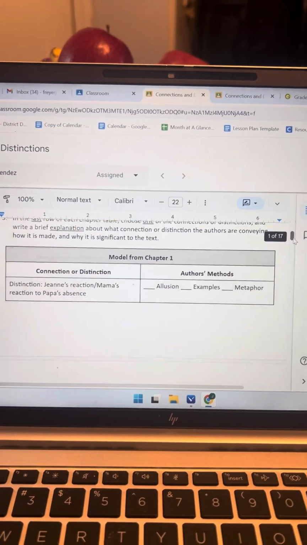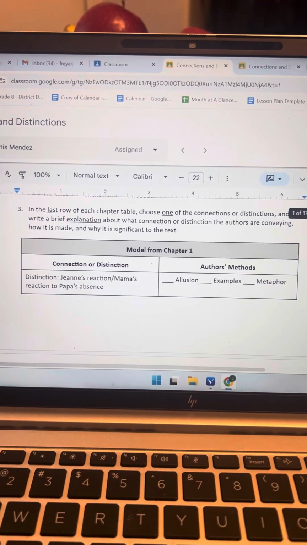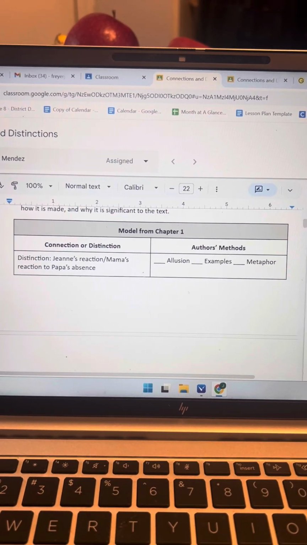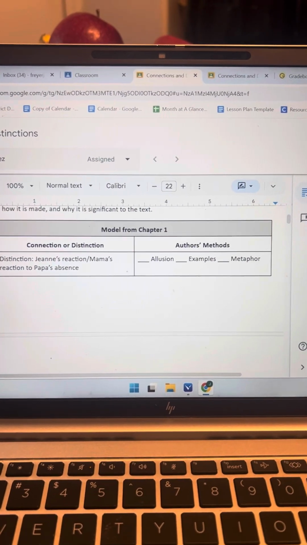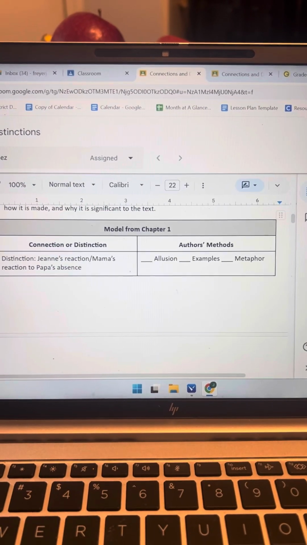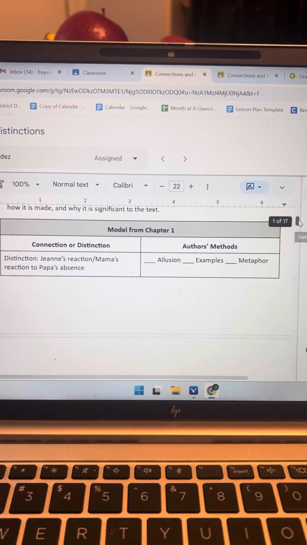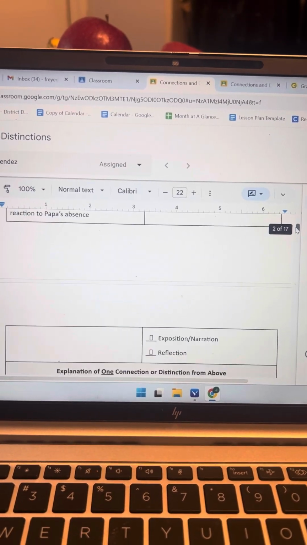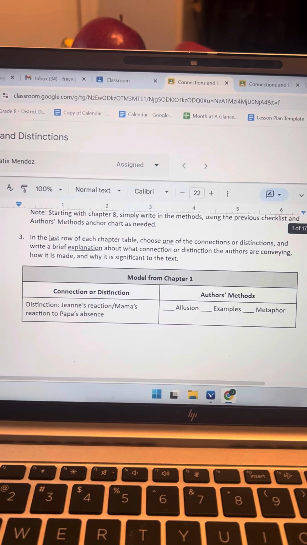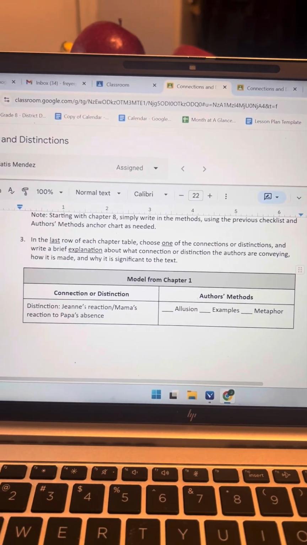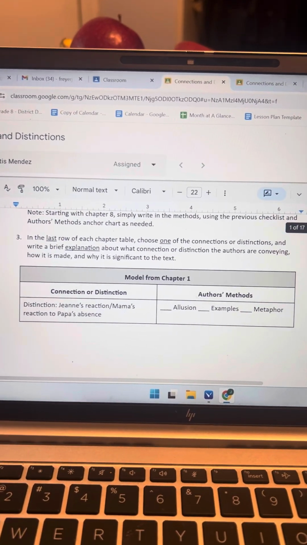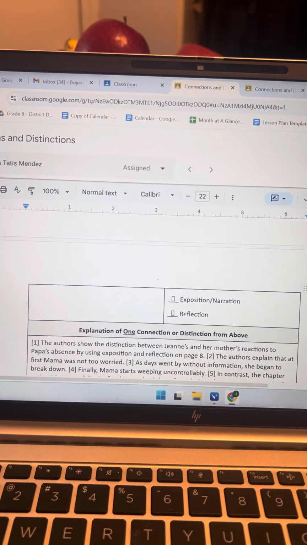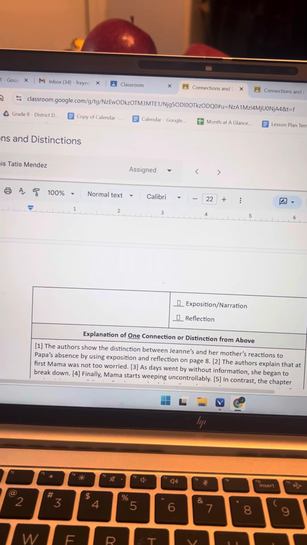So let's take a look at the example from chapter 1. We have a distinction, Jean's reaction and Mama's reaction to Papa's absence. So when Papa is taken away from the family, Jean and Mama have different reactions. Author's methods. You can see they give you some examples here. You have to check off the ones that can be found where the connection or the distinction is made. So allusion, examples, and metaphor cannot be found. Narration and reflection can, so we have those checked off.